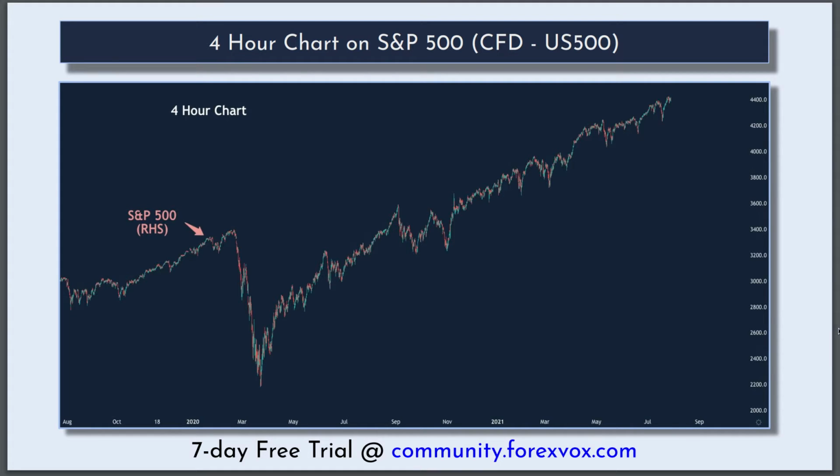On this first chart, it's a 4-hour chart of the S&P 500. It's actually the CFD of US 500, and as you can see, this goes back to August. It's almost 2 years now, end of August of 2019, and obviously we had the COVID reaction and then the subsequent rally due to the central bank largesse, money printing that's been going on for the last year and a bit.